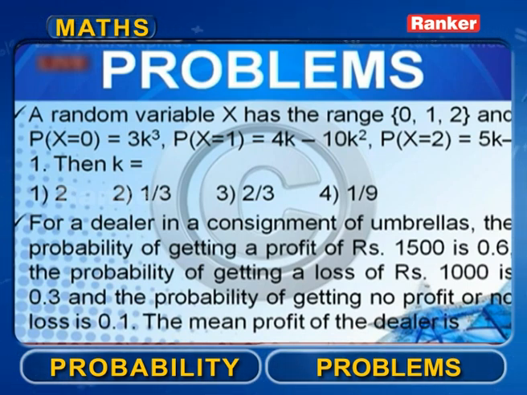A random variable x has the range 0, 1, 2 and P of x equal to 0 is equal to 3k cube, P of x equal to 1 is equal to 4k minus 10k square, P of x equal to 2 is equal to 5k minus 1, then k is equal to, what is the range there? 0, 1, 2.